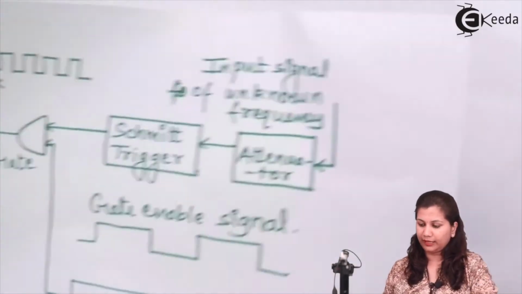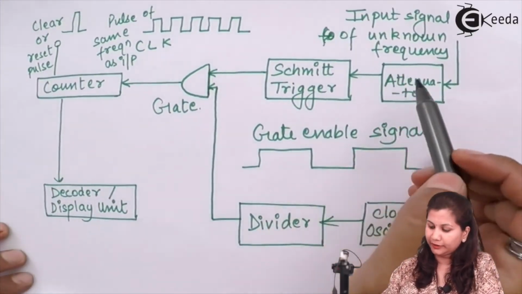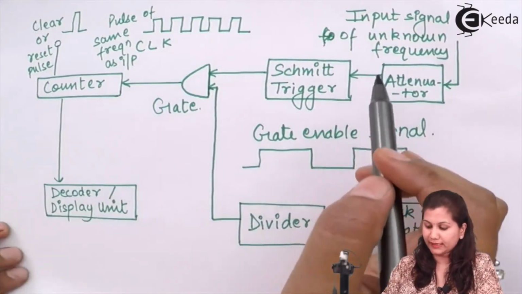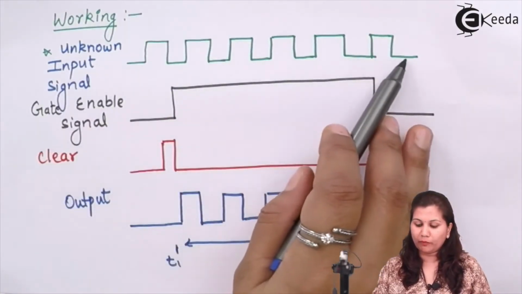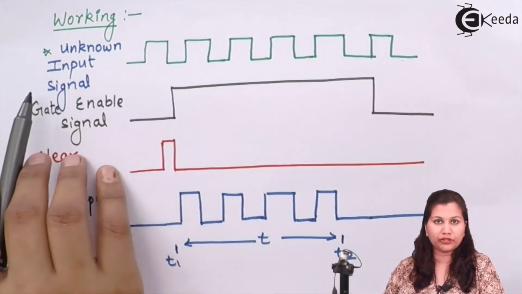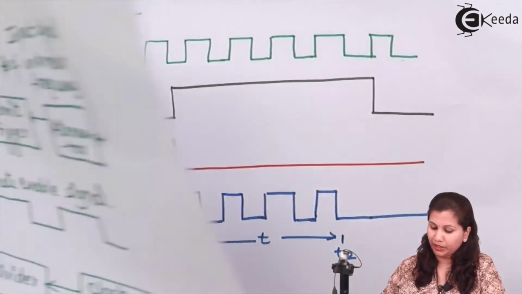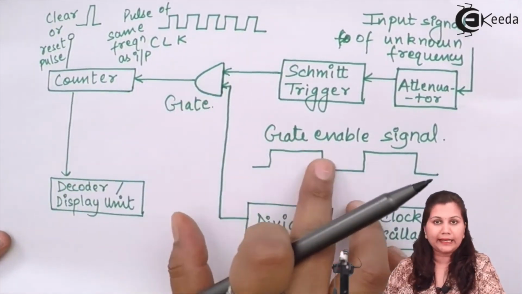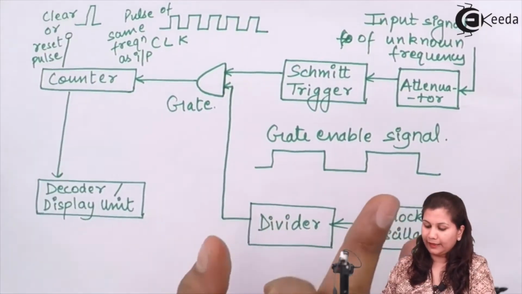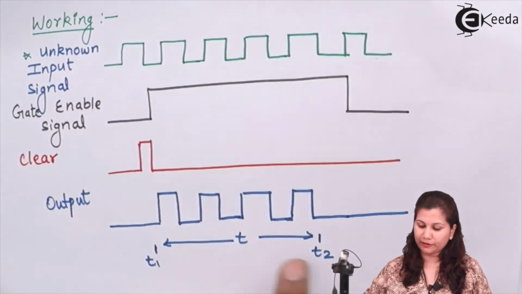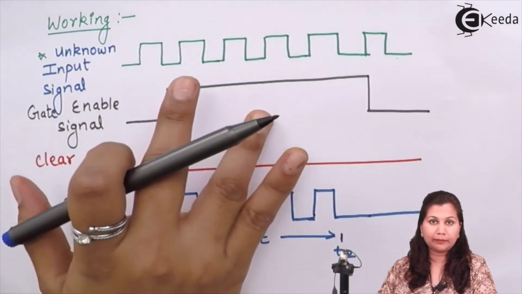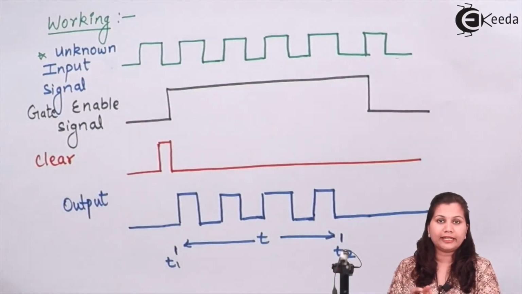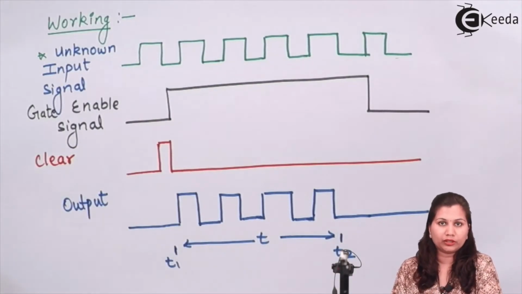Here you can see that in the block diagram we have seen that to the attenuator and Schmitt trigger, the input signal whose frequency we want to measure is applied. So the first waveform is the waveform for the unknown input signal whose frequency we want to measure. Then we have the AND gate here. There is an enable signal, the gate enable signal, and the second waveform for the gate enable signal is shown here. When this enable signal is active high, the AND gate is going to be enabled and it is going to work.